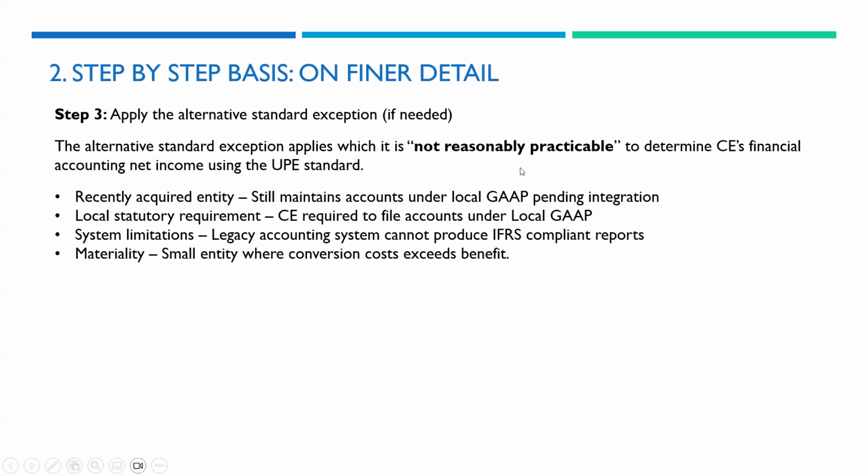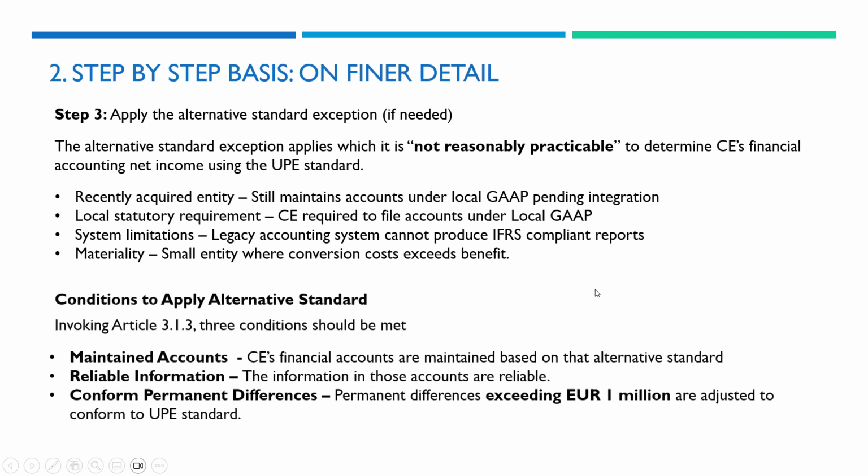But if it is not reasonably practicable, then in GloBE you can use an alternative standard. But you can't just use an alternative standard because it's not practically reasonable. You can use the alternative standard if you maintained accounts, and the information contained in these accounts is reliable. Maybe it has an unqualified audit opinion, and it conforms for permanent differences. So the permanent differences exceeding EUR 1 million are to be adjusted to conform to the UPE standard. If you do this, you can apply an alternative standard.